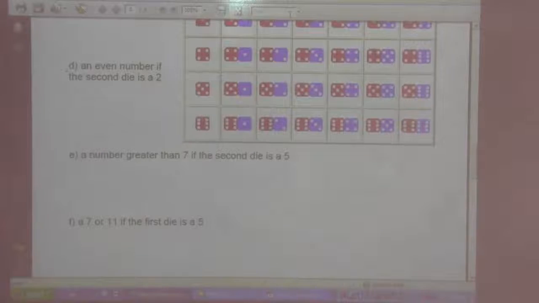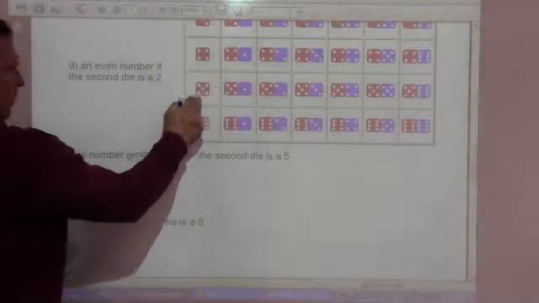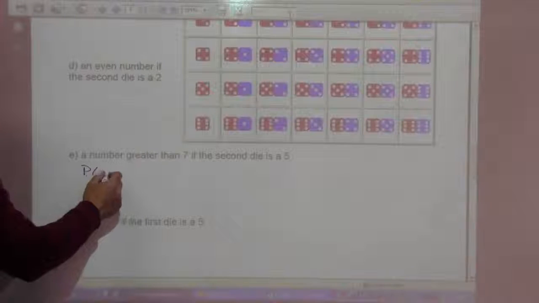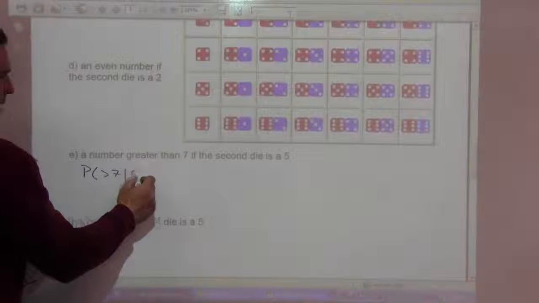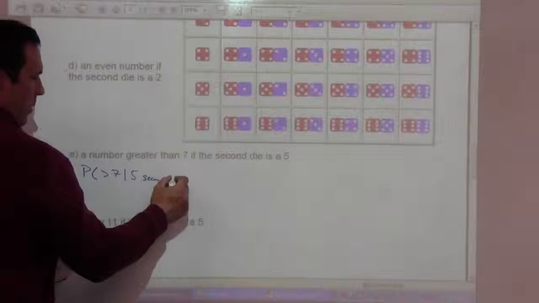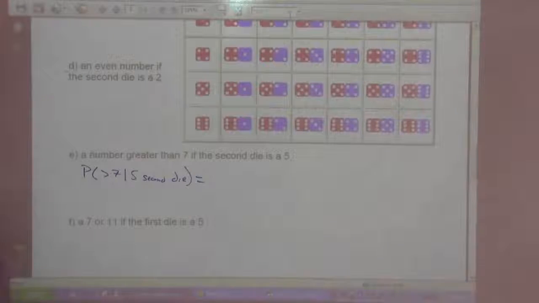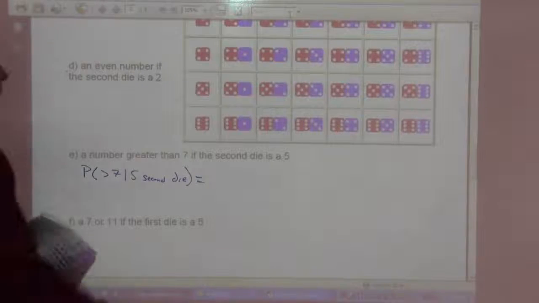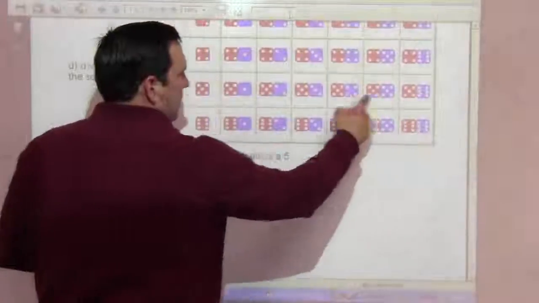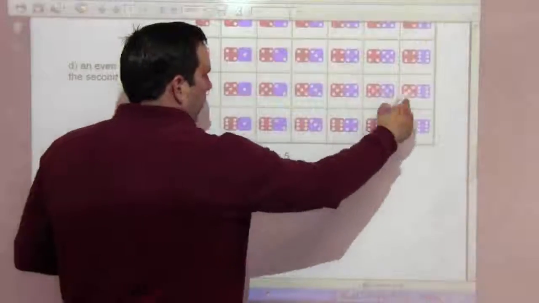Okay, E, a number greater than 7 if the second die is a 5. I think we can still use this row. Probability of being greater than 7 given 5 for the second die. Okay? Well, here's where a die is 5. How many of these are more than 7? That's 7, so we have 1, 2, 3, 4 more than 7.